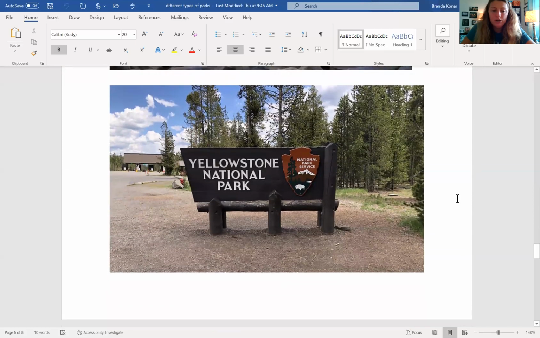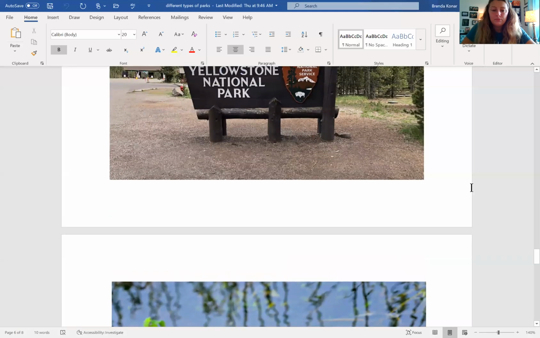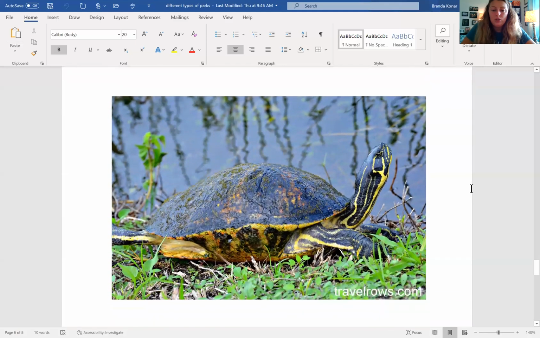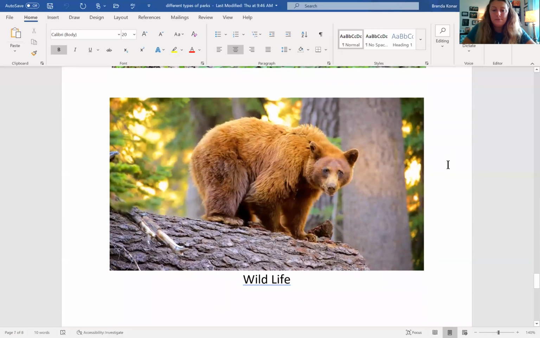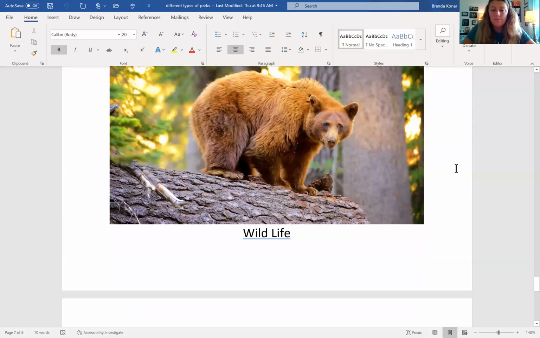At a national park, normally there will always be a sign to tell you where you are and what the name of the park is. And since you're outside, you might see some animals. You might find a turtle. They like to hang out by the water. And hopefully not, but you could see a bear, depending on where you are.